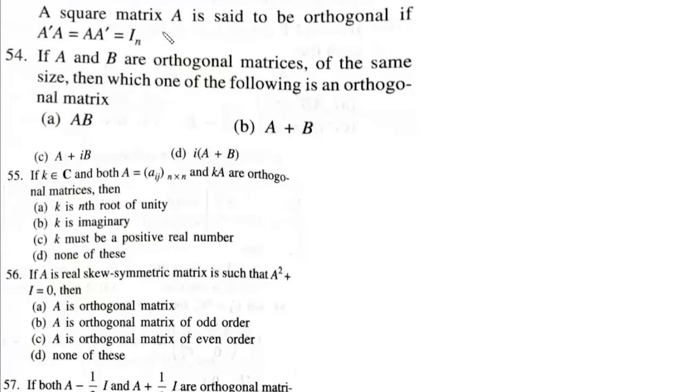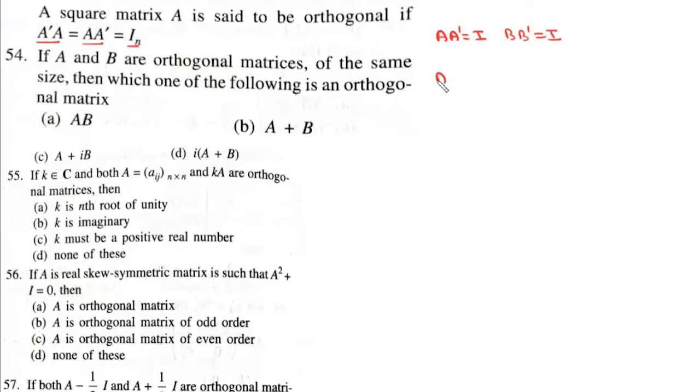Now here the question is, a square matrix A is said to be orthogonal if A transpose into A equals A into A transpose, and it is equal to I. Now it says, if A and B are orthogonal matrices of same size, then which of the following is an orthogonal matrix? Now we are given that A into A transpose is equal to I, and B into B transpose is also equal to I.